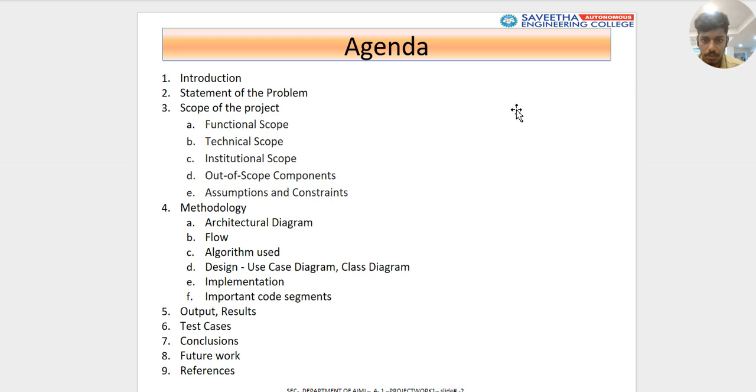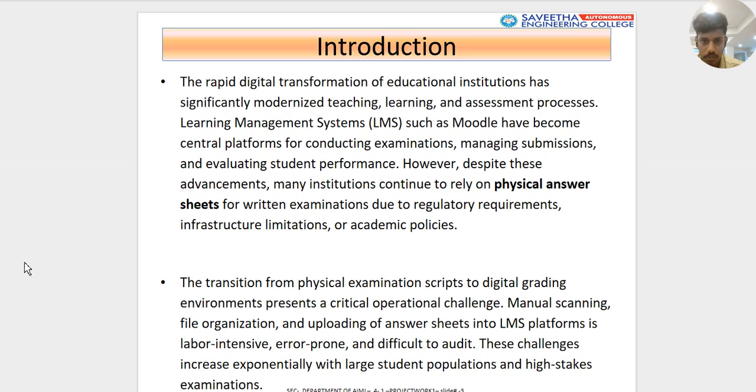So this is the agenda of the project. Introduction, statement of the problem, scope of the project, which contains functional scope, technical scope, institutional scope, out of scope components. The methodologies we are going to propose are architectural diagram, flow diagram, algorithm used, design use case diagram, class diagram, important code signals. Next, outputs and results, the test case, conclusion, future references.